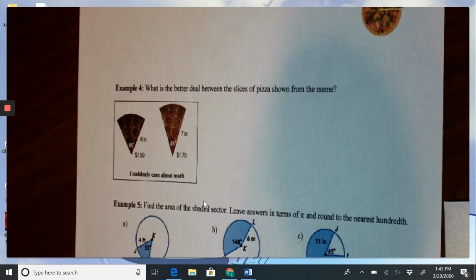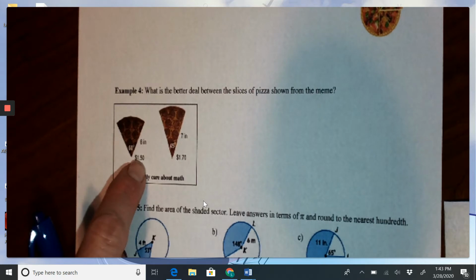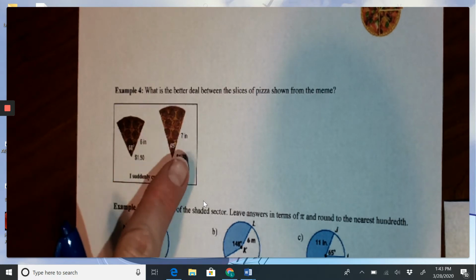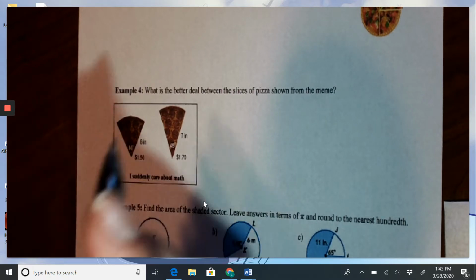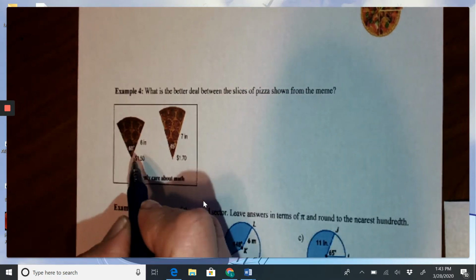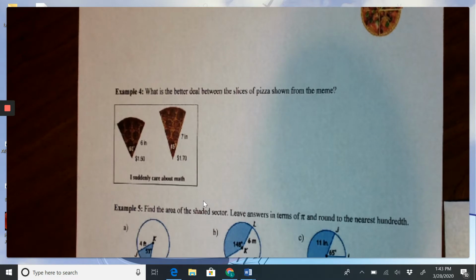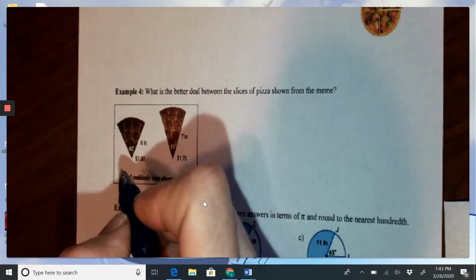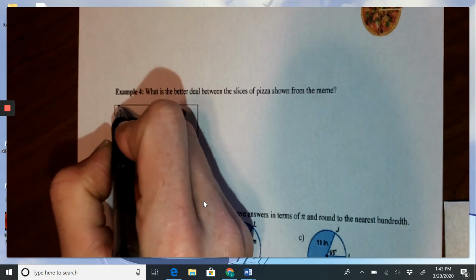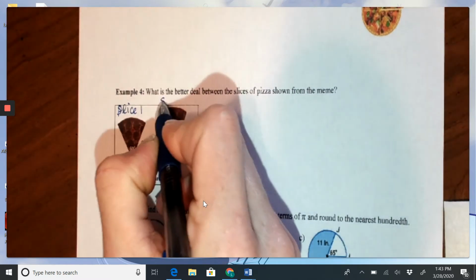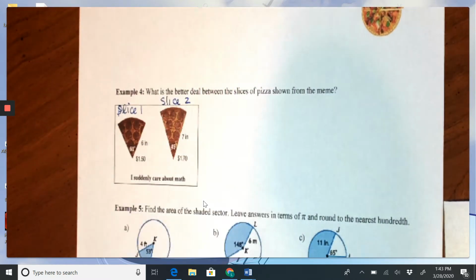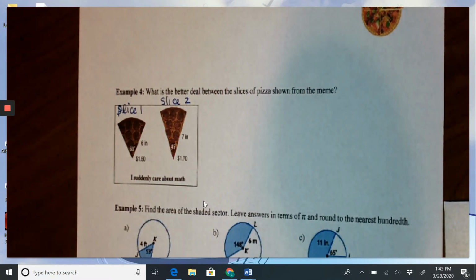Should we buy a maybe smaller piece of pizza for $1.50, or do we buy the bigger slice for $1.70? So we're going to look at how you could break this down. First we need to find the area of the pizza that we're getting. Let's call this one slice 1, and this one slice 2. So we have slice 1 of pizza and slice 2 of pizza.